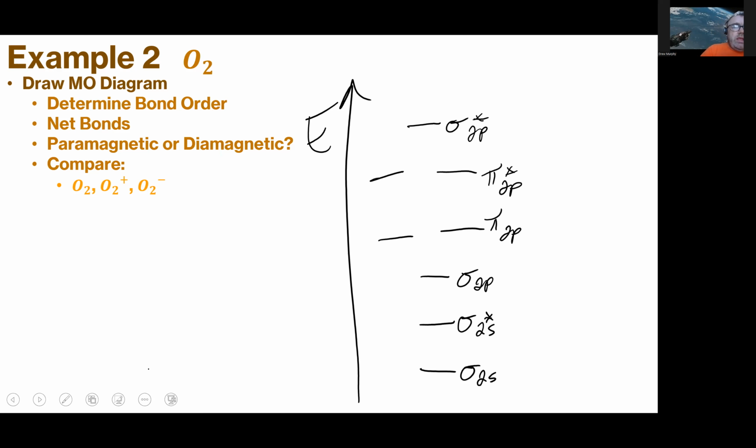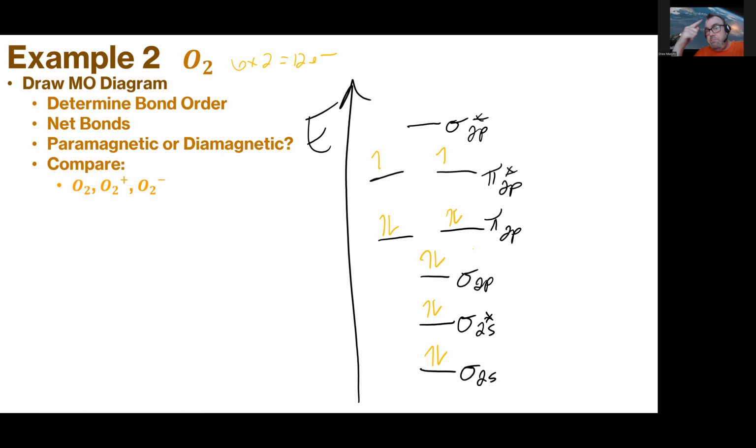Okay. Now let's count our electrons. Oxygen's in group 6. There's 2 of them. So we have 12 electrons. Put our electrons in this picture. 1, 2, 3, 4, 5, 6, 7. Hund's rule says 8 over here. 9, 10, 11, and then 12 is over there. Okay, I'm not going to do this in order.